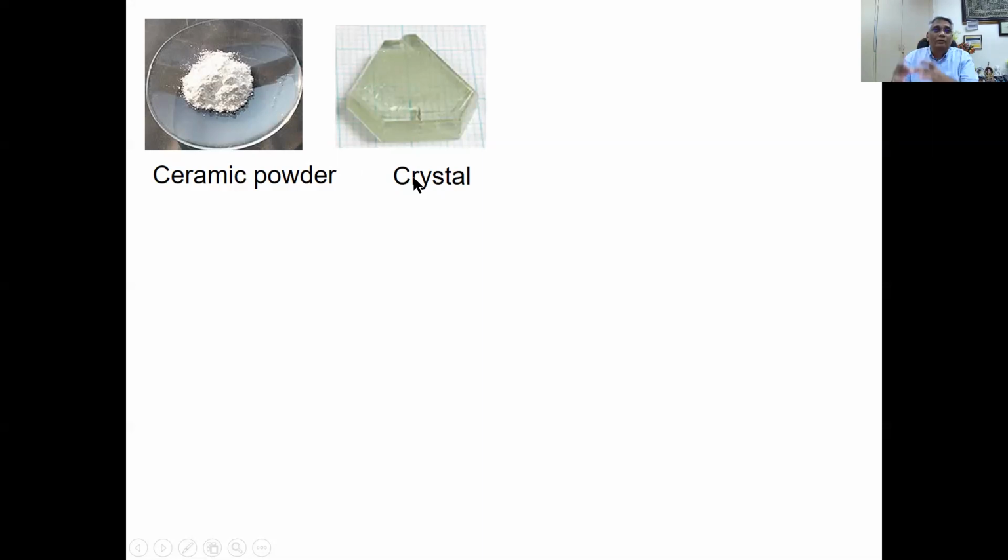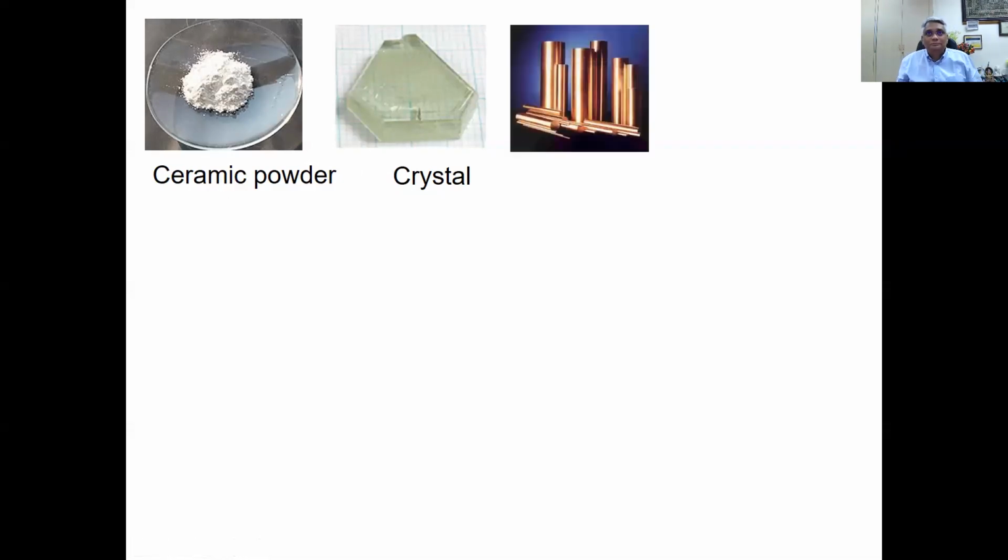But that compact form will always be in a polycrystalline form because it is an agglomeration of a large number of particles. Okay. But I can also convert this ceramic powder into a single crystal, right? So there is a separate single crystal growth process.